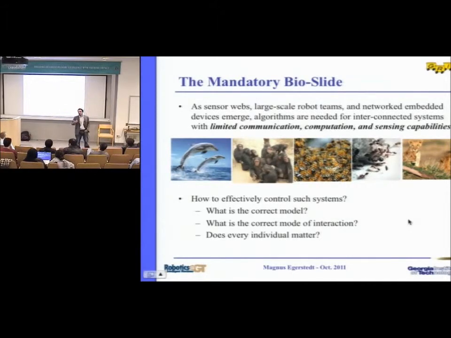So what are the right models for even describing a team of robots? And in particular, should we worry about individuals? Clearly, if you have 1 million robot mosquitoes, individuals don't matter. But sometimes we need to worry about the individuals. And how do we take that into account?